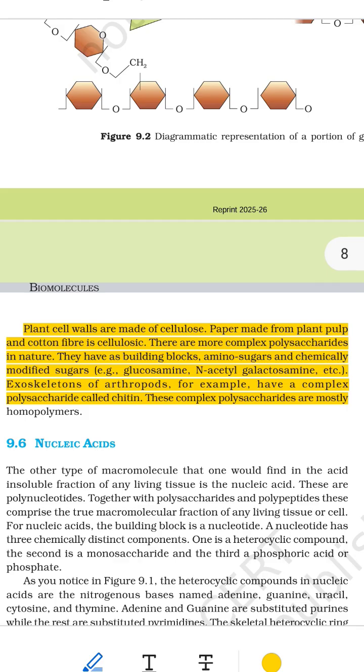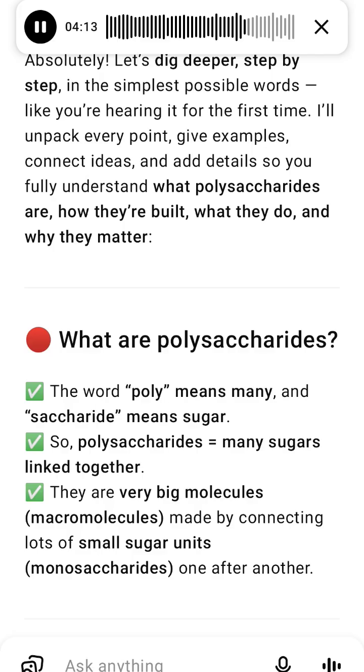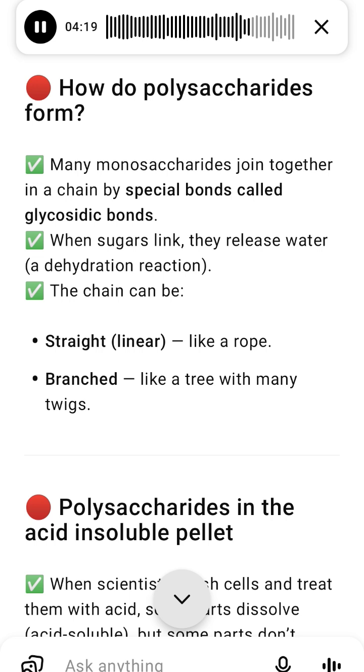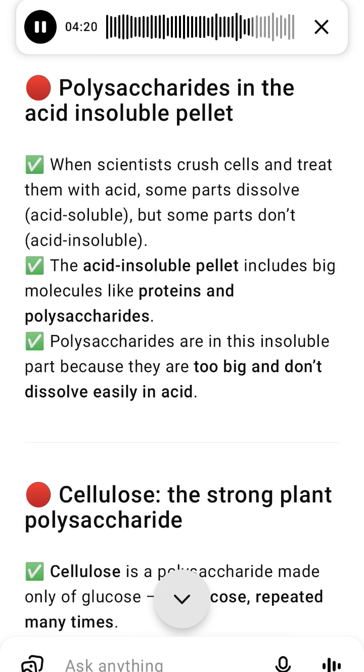Inulin, made of fructose, repeated, a homopolymer, found in plants like onions, garlic, chicory. Acts as dietary fiber for humans, feeds good bacteria in our intestines. Chitin, a tough polysaccharide made of modified sugars like N-acetylglucosamine, found in exoskeletons of insects, spiders, crabs, makes their shells hard and protective, like armor.